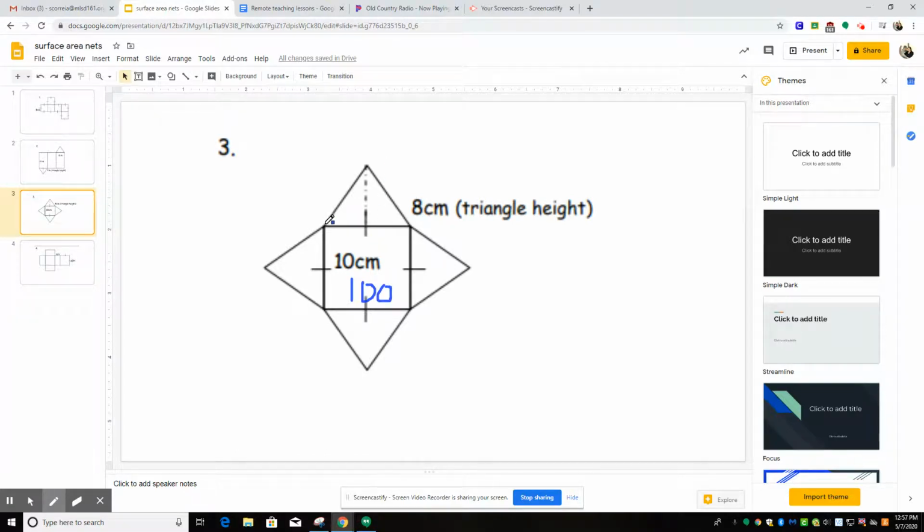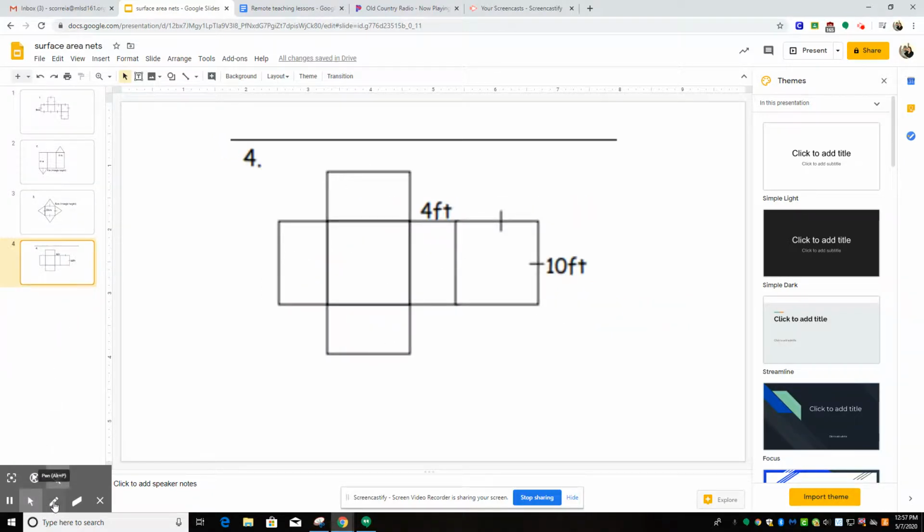And then our triangles are 1/2 base times height. So we would get half of 10 is 5, and 5 times 8 is 40. So each of these triangles is 40. And our surface area, adding them all up, is 260 centimeters squared. And the last one is a rectangular prism.